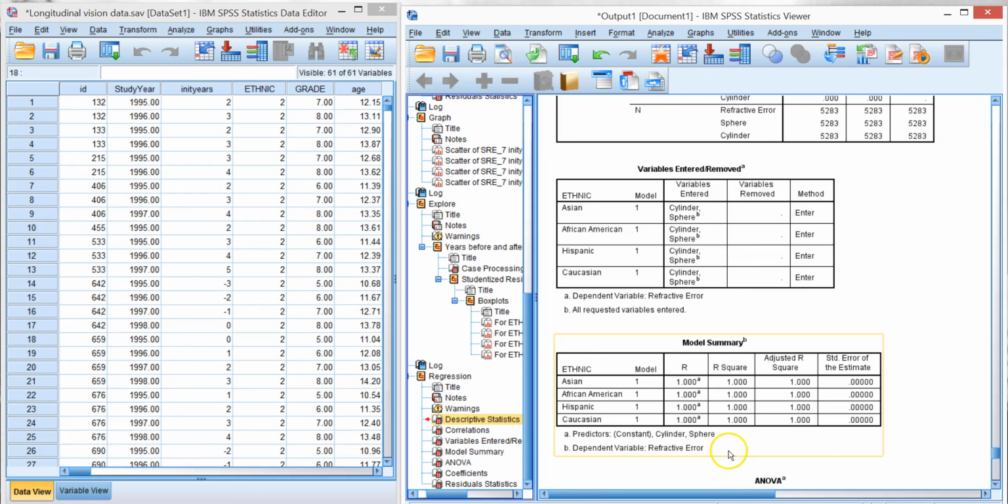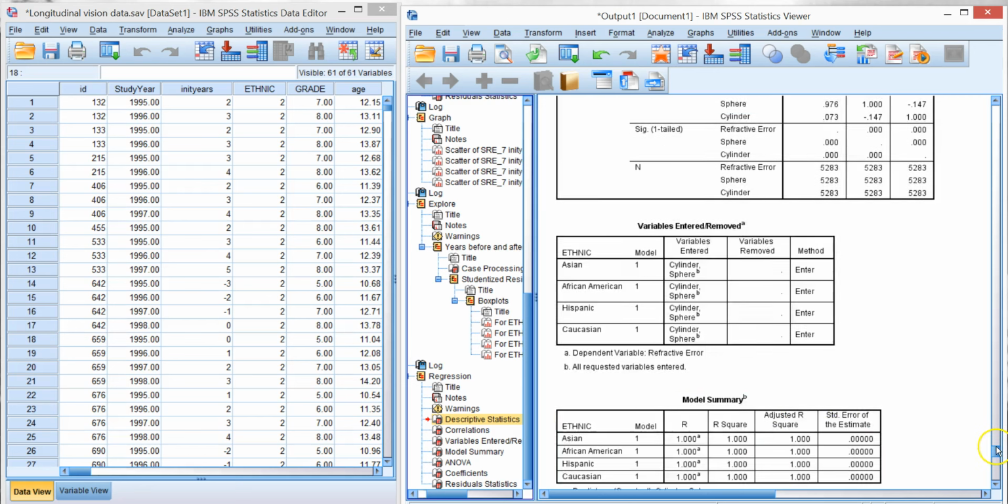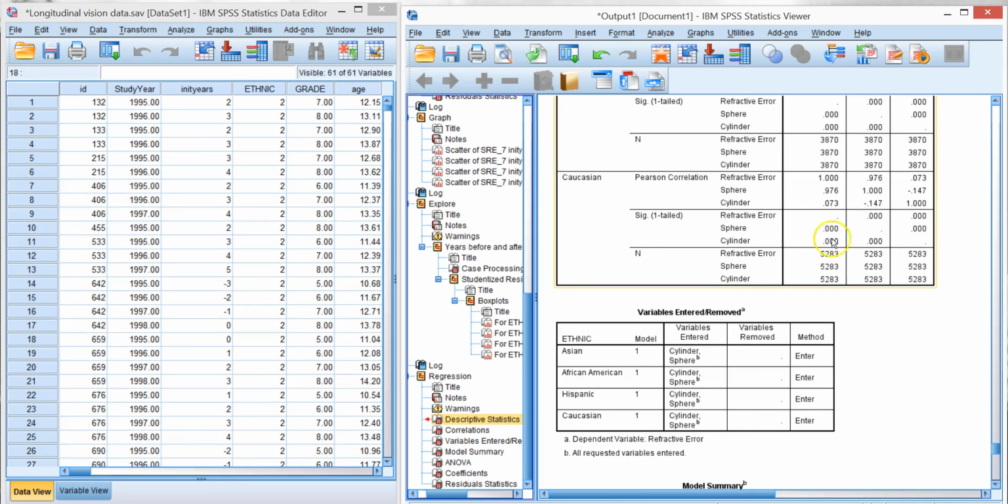Let's look at our R squared. Yikes, our R squared is 1, which means cylinder and sphere account for 100% of spherical equivalence, which kind of makes sense because of what the formula is. I mean, you define spherical equivalence by sphere, even though the correlations are not 1. Okay, I don't know if that is surprising to you, but it's the truth.